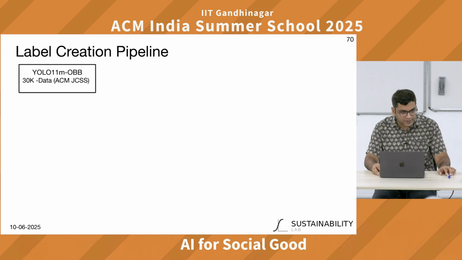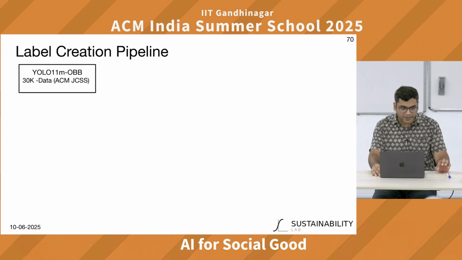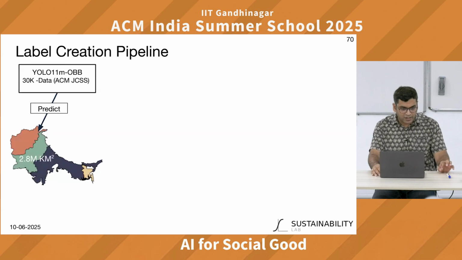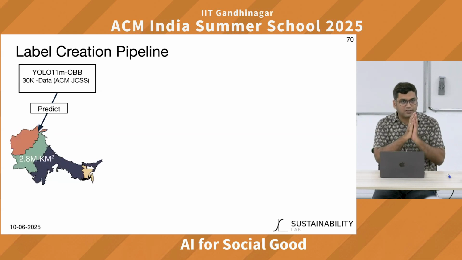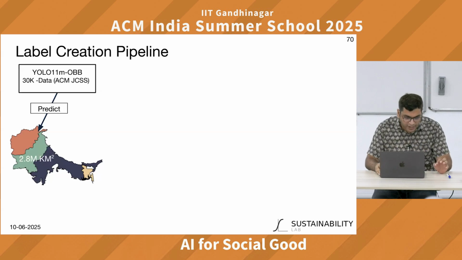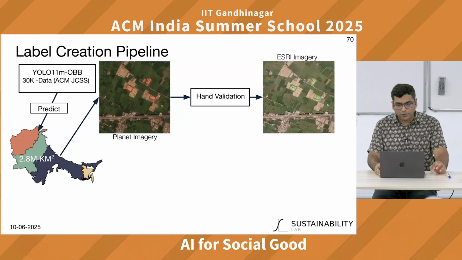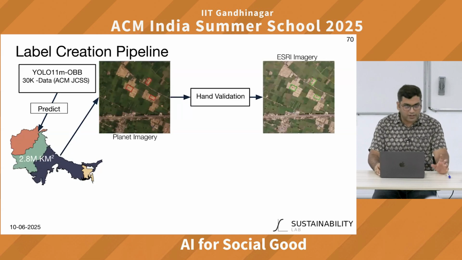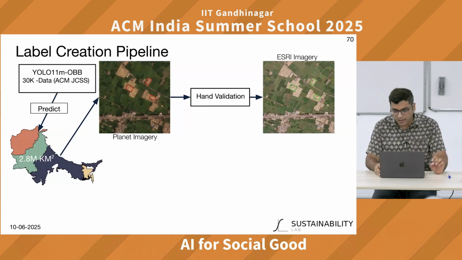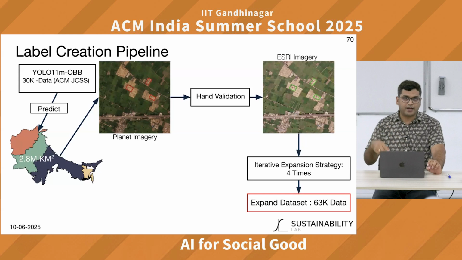So now what we did was we started with the previous 30,000 kiln dataset, which was the OBB dataset from the previous publication. We predicted across this entire 2.8 million square kilometer area. So even the prediction is going to take a significant amount of time. On Planet imagery, we were then able to use hand validation with the Esri imagery or the Google Earth-like high resolution imagery.